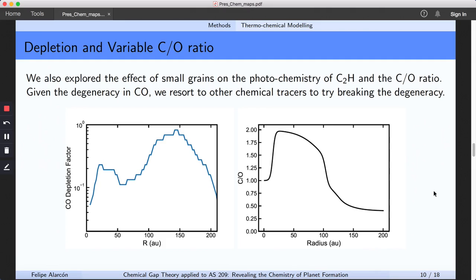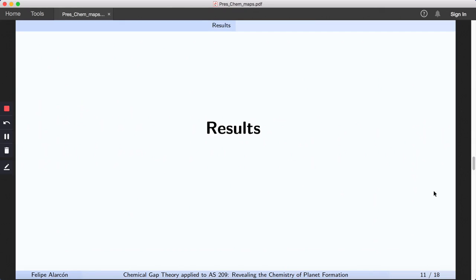So this is basically the depletion profile that we use, and it's the one used by Zhang et al. in the collaboration. And on the right, we also use a variable C/O ratio in the disk, where we increase the C/O ratio by adding extra carbon in a particular range that is necessary to explain the C2H column density that we observe in the disk. And this is mostly linked to the C2H rather than CO, but that's necessary as well.